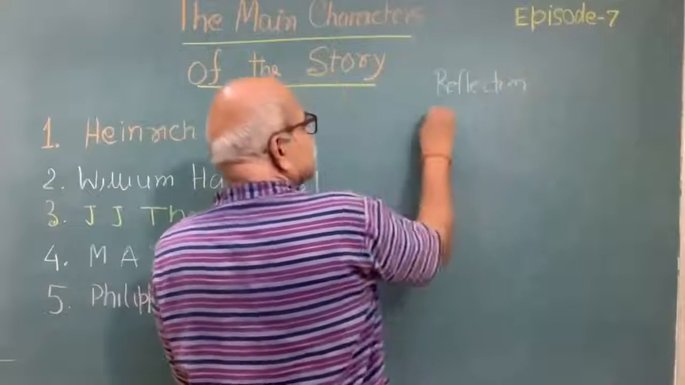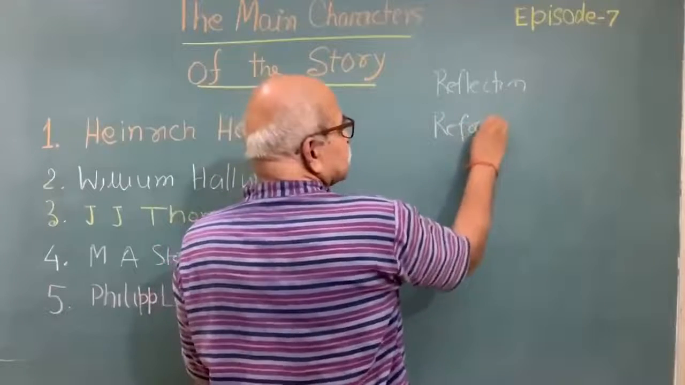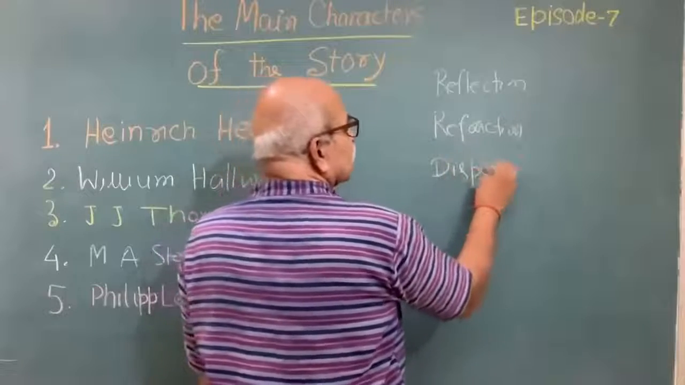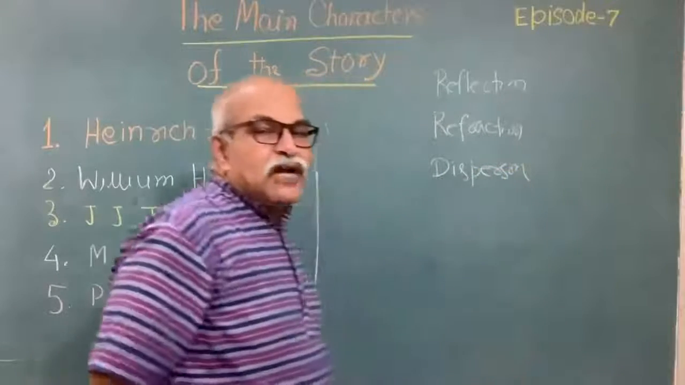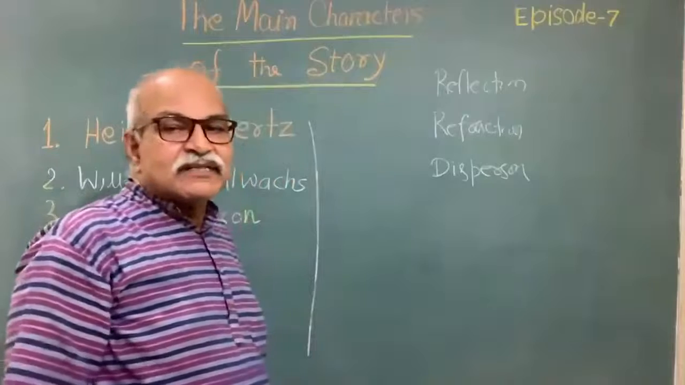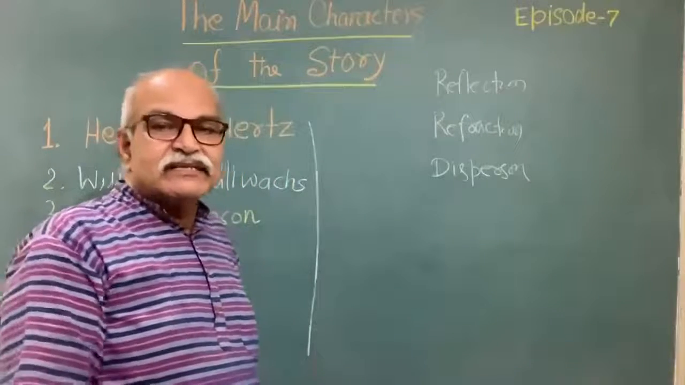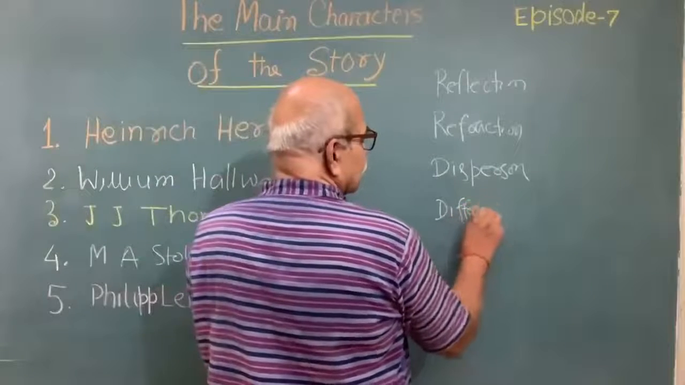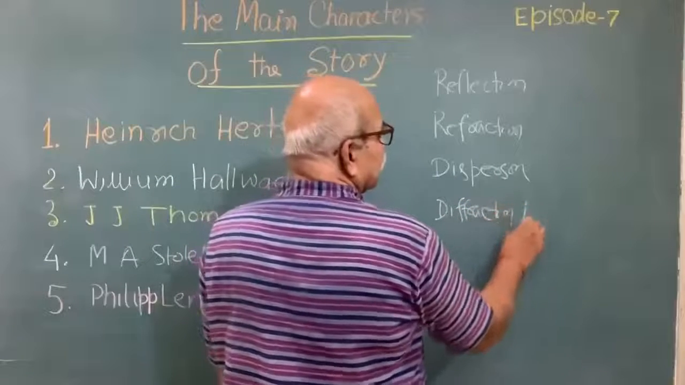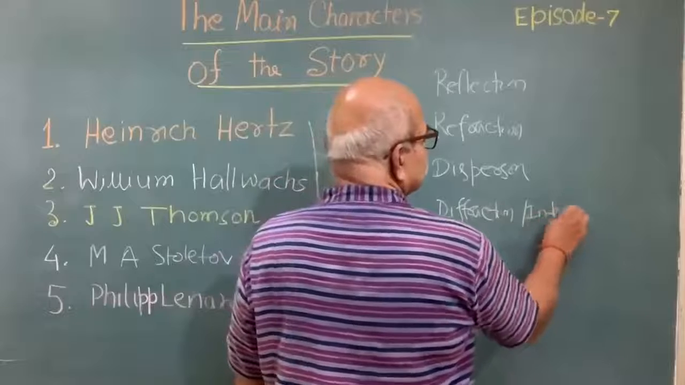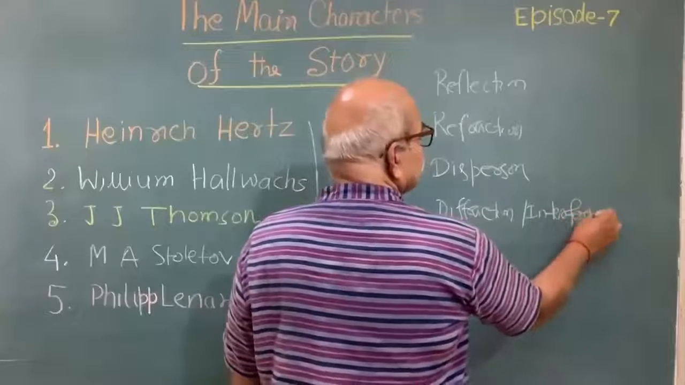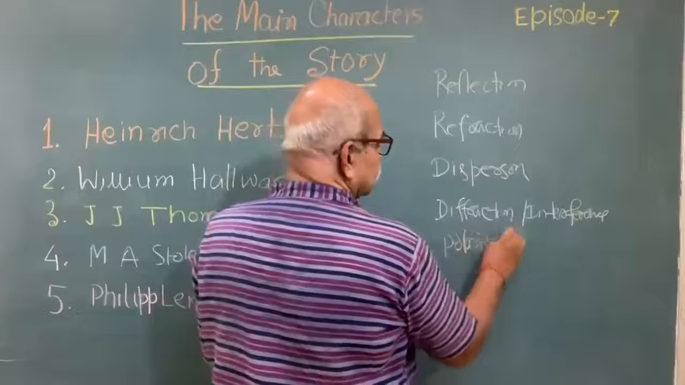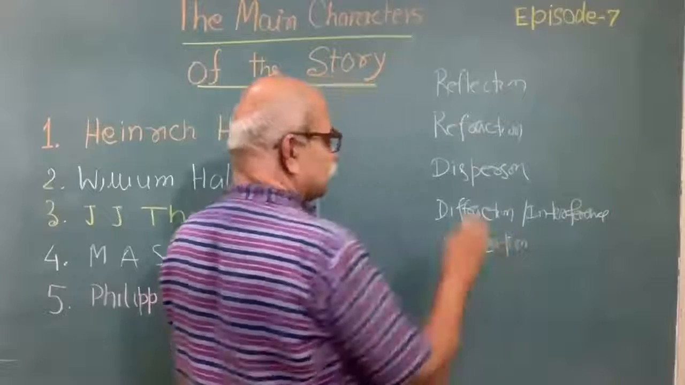You know the laws of reflection. You have phenomena of refraction, phenomena of dispersion. If you have white light and put a prism there, then it disperses in different colors. You have phenomena of diffraction. You have phenomena of interference. You have phenomena of polarization, and so on. Several phenomena. Speed of light.